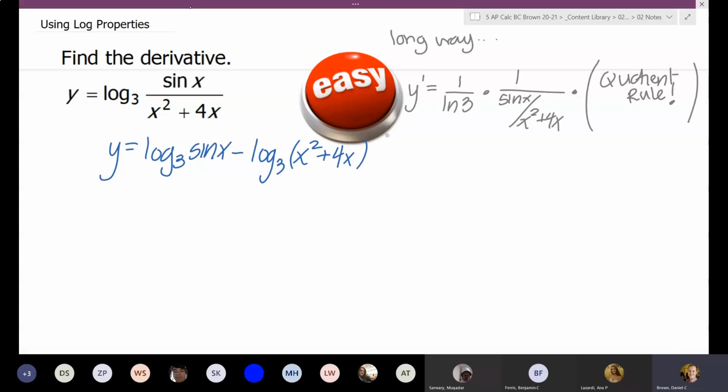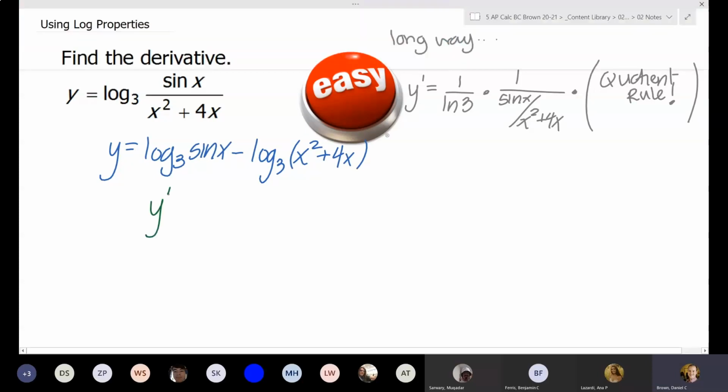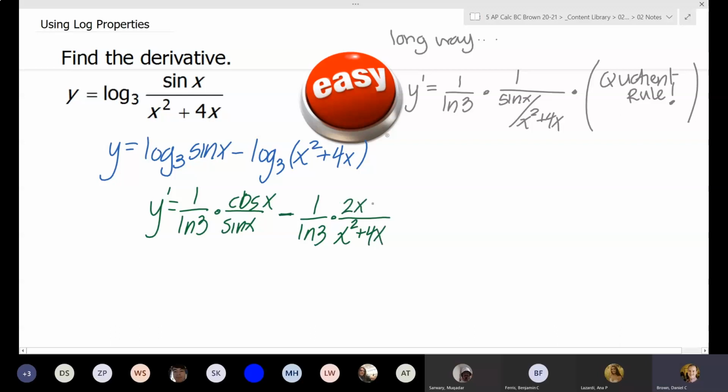So when I go to find the derivative of it, I have y prime. So I have 1 over the natural log of 3 times 1 over the inside times the derivative of the inside, which is cosine. And then it's minus, again, 1 over the natural log of 3, 1 over the inside times the derivative of the inside. Still, this one doesn't have too much you can simplify, but again, we did get to avoid the quotient rule. If you were simplifying this, you could factor out 1 over the natural log of 3.